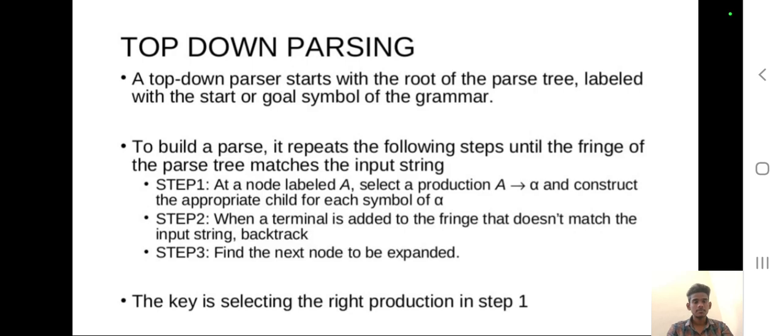Top down parser. A top down parser starts with the root of the parse tree labeled with the start or goal symbol of the grammar. To build a parse, it repeats the following steps until the fringe of the parse tree matches the input string. Step 1. At a node labeled A, select a production A to alpha and construct the appropriate child for each symbol. Step 2. When a terminal is added to the fringe that does not match the input string, backtrack. Step 3. Find the next node to be expanded. The key is selecting the right production in step 1.